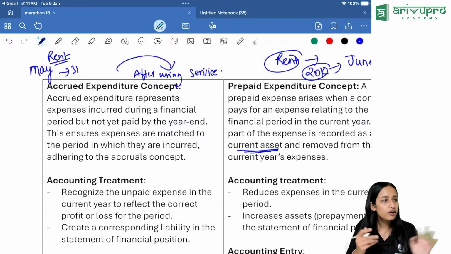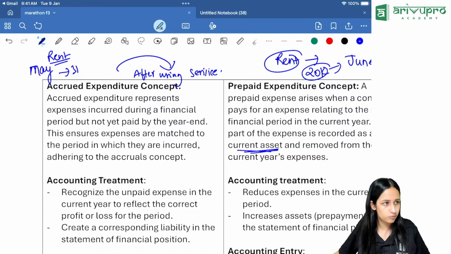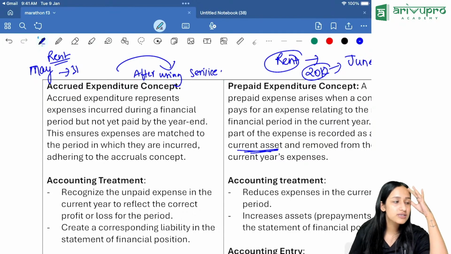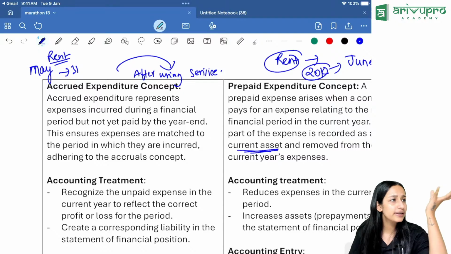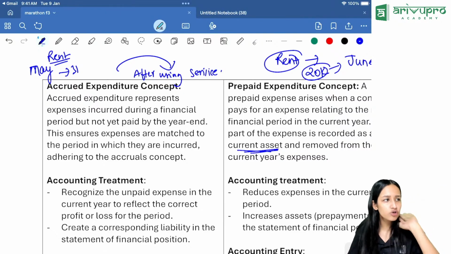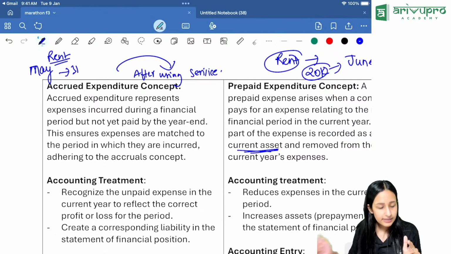Okay, so right now I'm just using the facilities. I have not paid yet. Now in my mind, I'll always be like, oh no, this month end, I'm gonna have to spend 20,000 on rent, right? That's always gonna run in my head. That is accrued expenditure. I have not paid yet, but I am using the services.